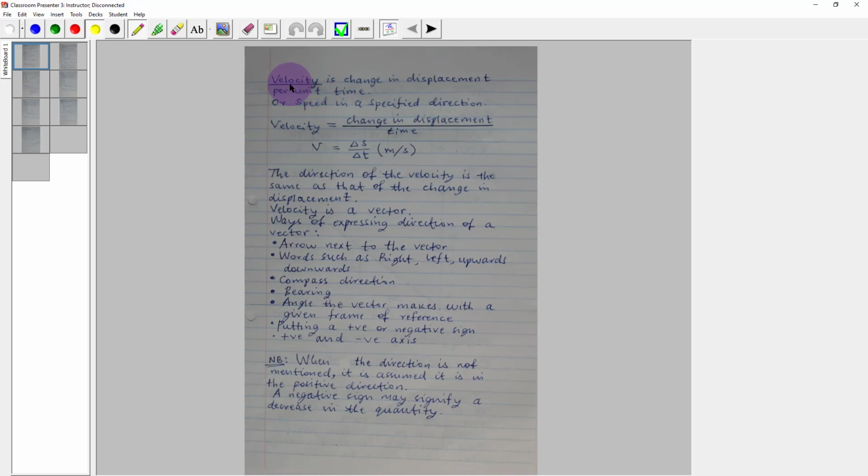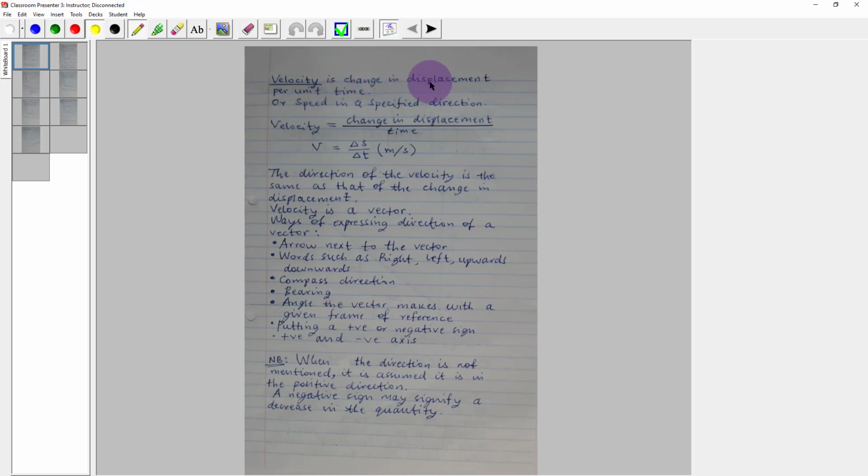And we start with the definition of velocity as rate of change of displacement or change in displacement per unit time. Or you can say velocity is speed in a specified direction. That is, when you get speed and give it a direction, then you will be talking about velocity and not speed. So velocity is a vector. It has both magnitude and direction.